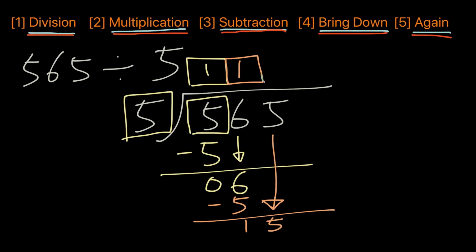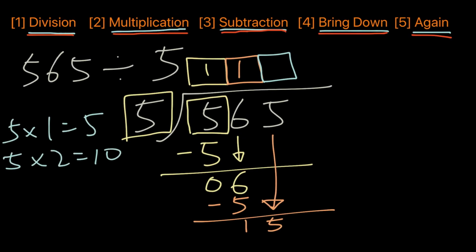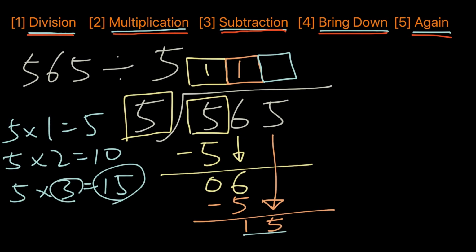So for the third step, we need to times the number that would be equal or the greatest number possible less than 15. So let's go through the times table. 5 times 1 is 5. 5 times 2 is 10. 5 times 3 equals 15. And we can see that 15 and 15, they fit just fine. So we'll take 5 times 3 equals 15, and that gives us the final answer. Again, the remainder is 0, so the answer is 113.